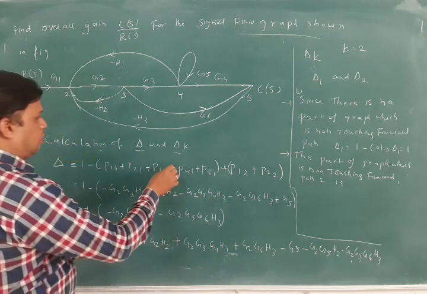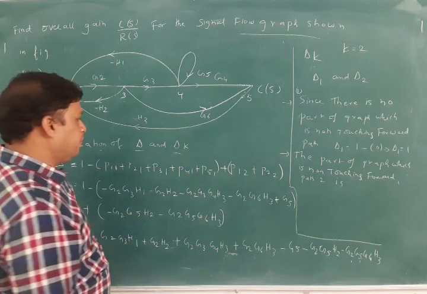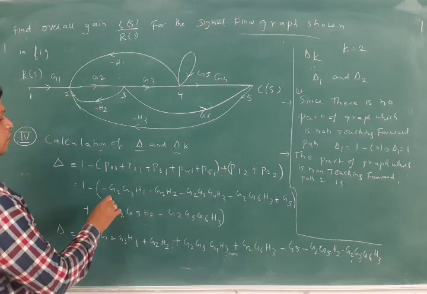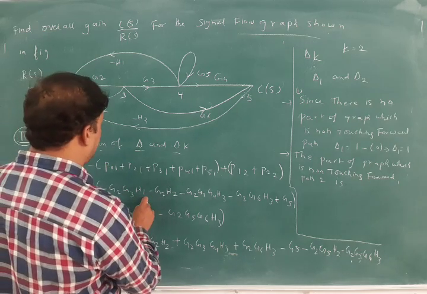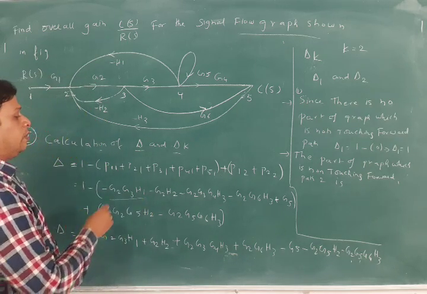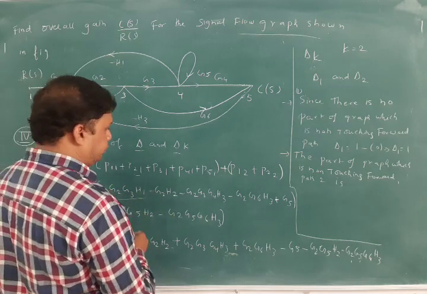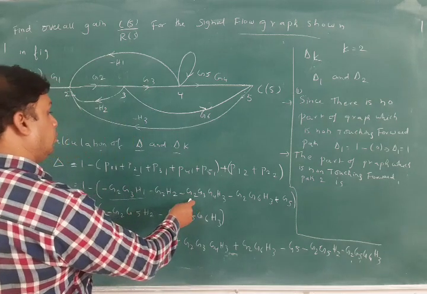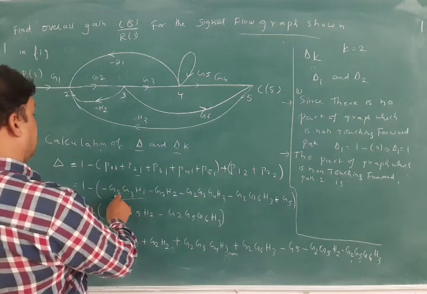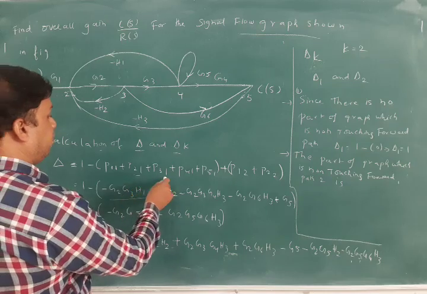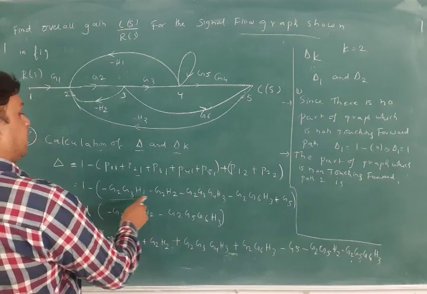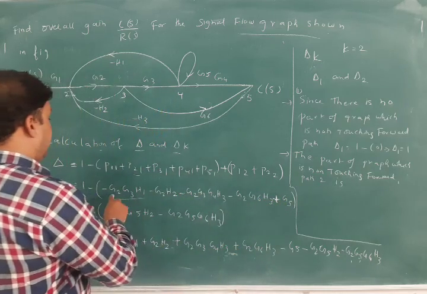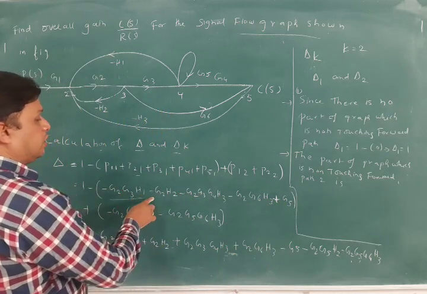These are all the individual loops. What is the value of P11? Already you have written it: minus G2 G3 H1. P21 is minus G2 H2, and P31 is G2. This is P11, P21, P31, P41 and P51. So we write these formulas here, and we have a total of 5 gains: minus G2 G3 H1, and P21 is minus G2 into H2.